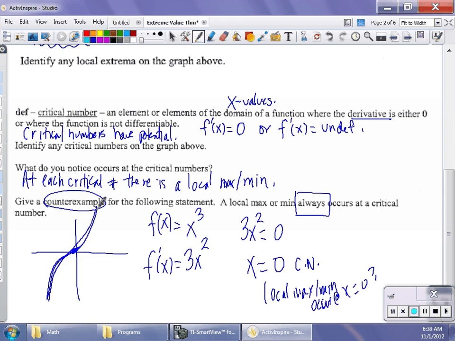Oh, you know what? Let's start again. I think my pen is off calibration a little bit.